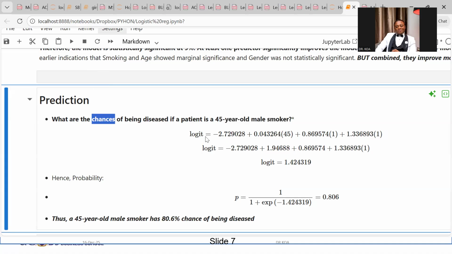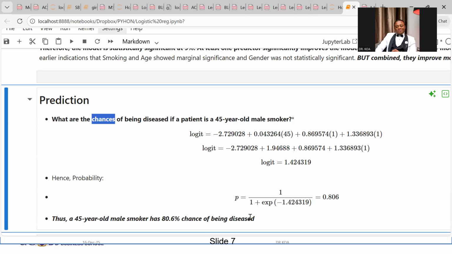If you do that, you're in good shape. And now, what does that mean? You will now say that a 45-year-old male smoker has an 80.6% chance of being diseased. That's what it means. You are combining everything. This is called prediction. So you can use these results to do prediction.